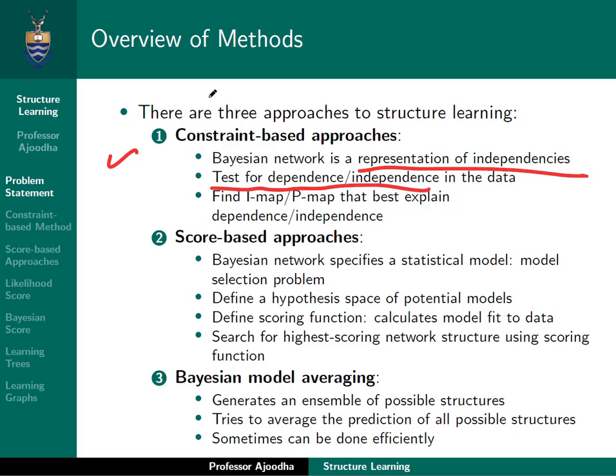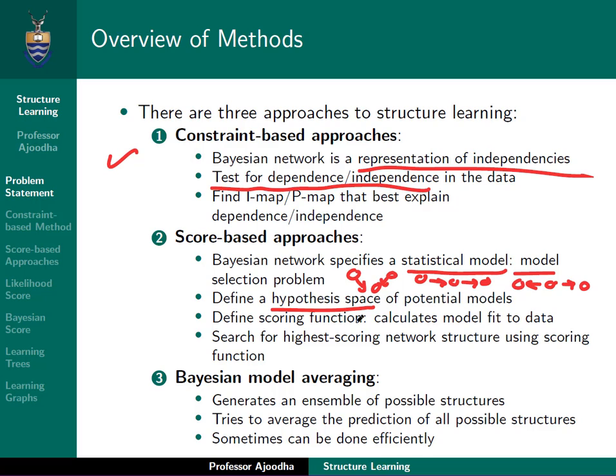The second approach to structure learning is called score-based approaches. In score-based approaches, the Bayesian network specifies a statistical model. So it's no longer just a representation of independencies as before. If this represents a statistical model, then we are left with a model selection problem, in which we define a hypothesis space of potential models. Here's an example of something in our hypothesis space, maybe this is a different one, and maybe this is a different one. These are all possible candidates in our hypothesis space.